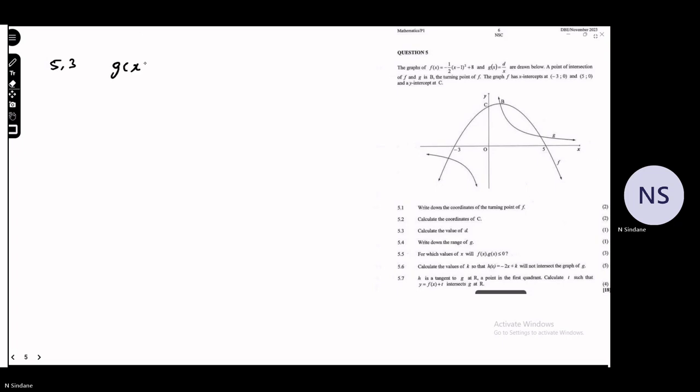What is the value of d? So we're given g of x is equal to d divided by x. So they want us to determine the value of d. Remember what they said. They said a point of intersection of f and g is B, the turning point of f. We already know the coordinates of the turning point, which is B. We got (1, 8). So we're going to use the coordinates of the turning point to calculate the value of d. So this will be y is equal to d divided by x. Substituting the coordinates, I have 8 is equal to d divided by 1. The value of d is equal to 8. Next question, 5.4.